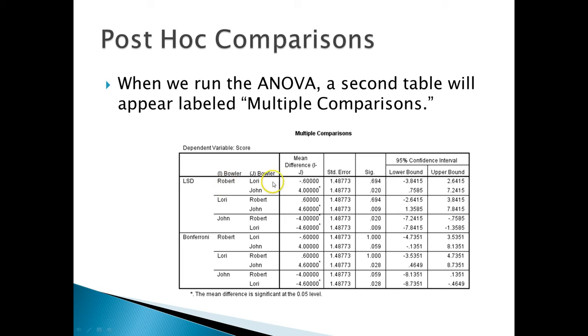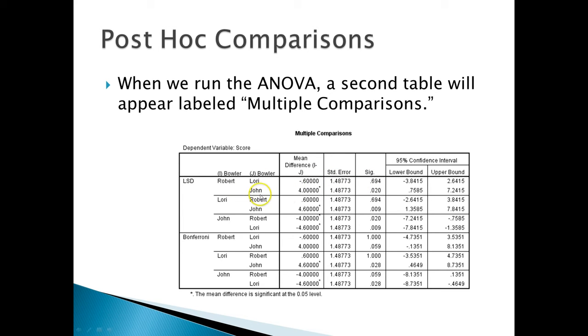So Robert versus Lori. Well, there's a difference of 0.6. So Robert scored 0.6 less than Lori in terms of his mean. The standard error is 1.48, the significance 0.69, and look at the confidence interval around that difference. It includes 0. So there's no significant difference between Robert and Lori's score. What about Robert and John?